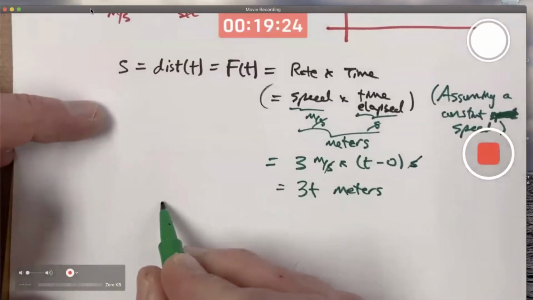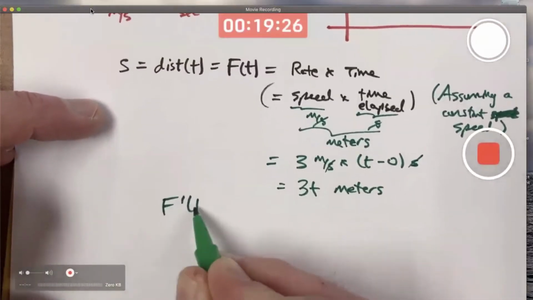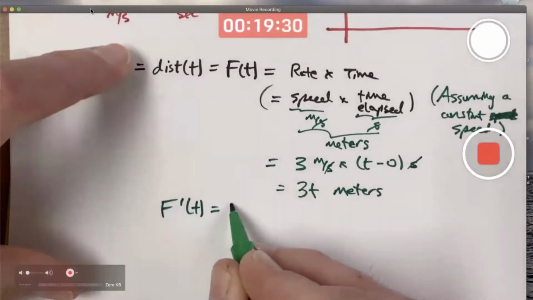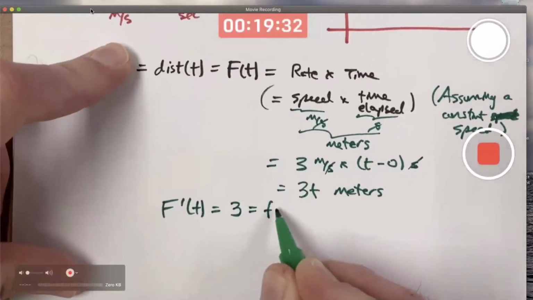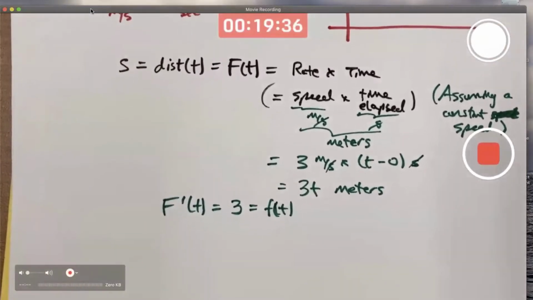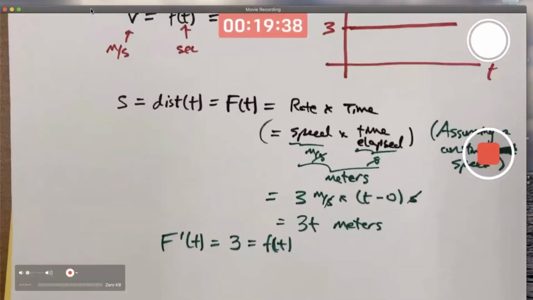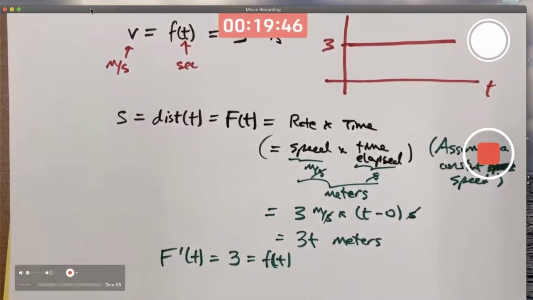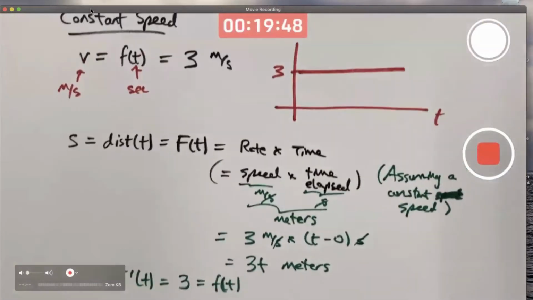Yes, the derivative of the distance traveled, capital F prime of t, is always equal to little f of t. So it's not surprising that we got 3t. The derivative of the distance is the speed. The integral of the speed is the distance. And if it's an integral of the speed, I guess we could interpret it geometrically in terms of areas too.